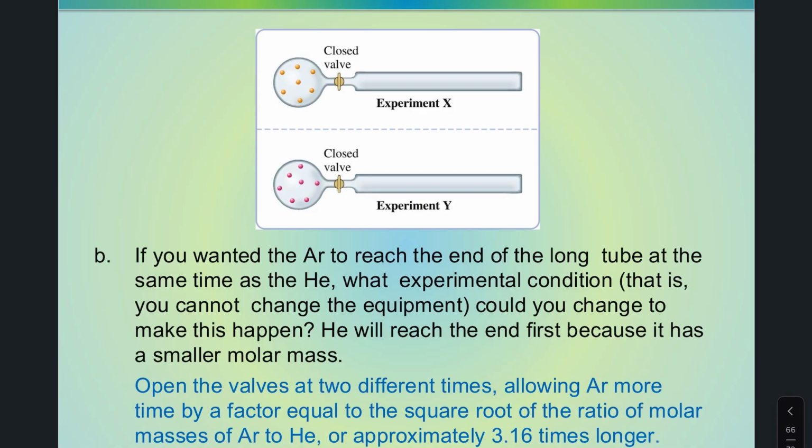All right. So this is going to be the answer. If you were able to open the valve at different times, opening argon first is going to give it more time to reach the end of the tube. The other thing that you could do is heat that end, because heat is directly related to the kinetic energy of the particles, and so it should make those things move faster.